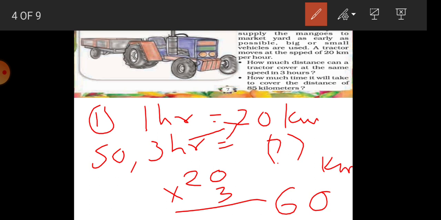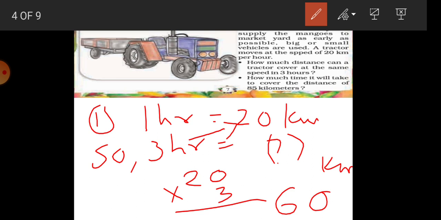Once again I explain, 1 hour is equal to 20 kilometers. So 3 hours is equal to question mark. Now 20 is going to multiply with 3, so 20 multiplied by 3, 3 zeros are 0 and 3 twos are 6. So in 3 hours, 60 kilometers a tractor can cover.